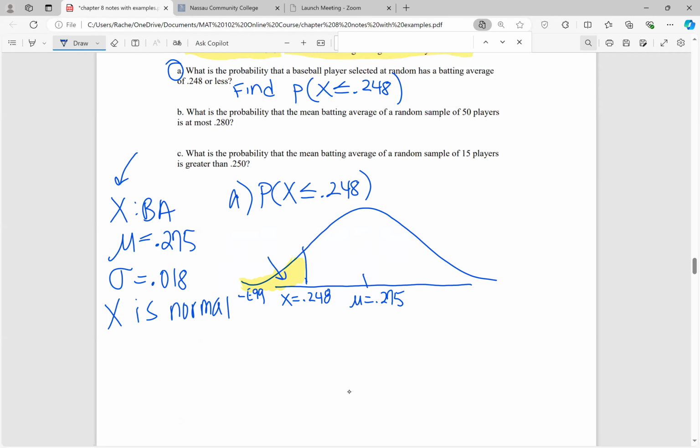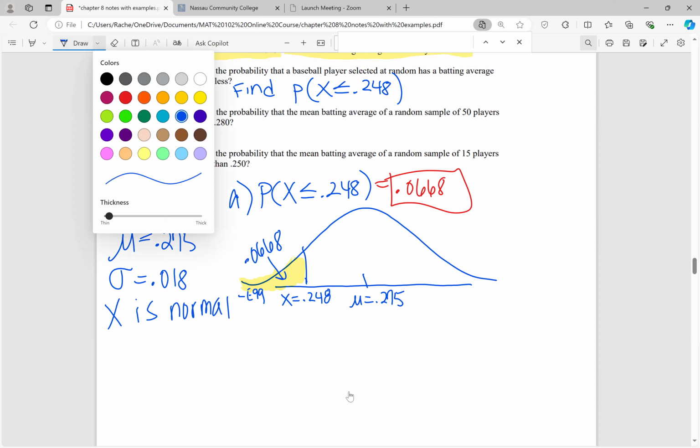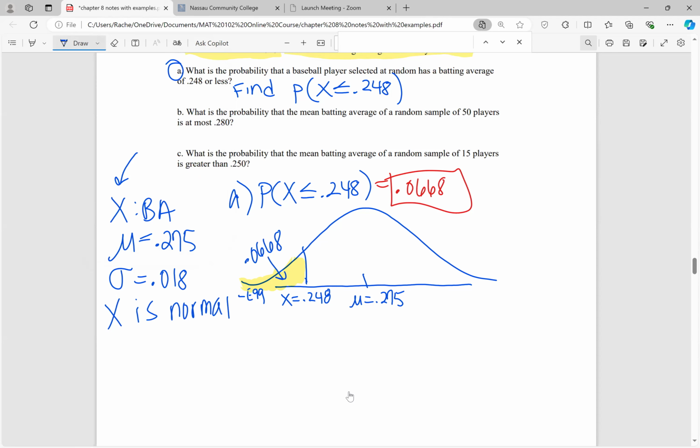So this area is 0.0668, and that's going to be our answer, right? Because area equals probability, so that's going to be 0.0668. In other words, if we were to select a baseball player at random from this population, the probability that the batting average of this player is less than or equal to 0.248 is 0.0668. So there's only about a 6.68% chance that if we were to take a batter at random, his batting average would be less than or equal to 0.248.